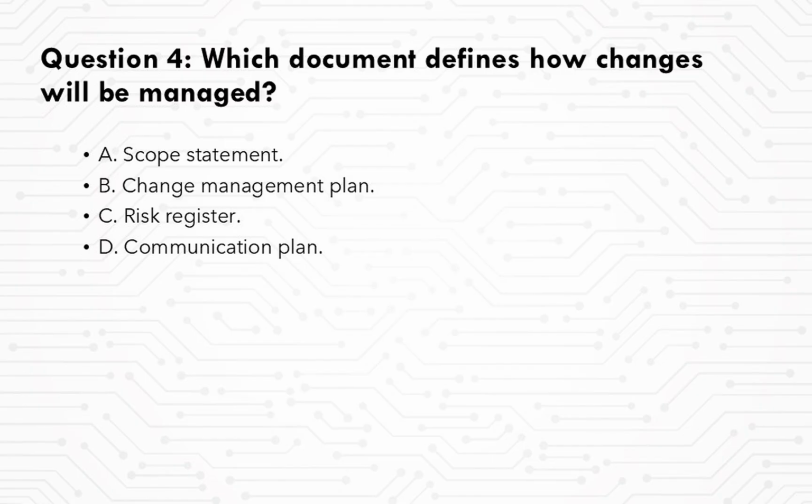Question 4. Which document defines how changes will be managed? A. Scope statement. B. Change management plan. C. Risk register. D. Communication plan. Answer: B. The change management plan outlines the process for handling changes.